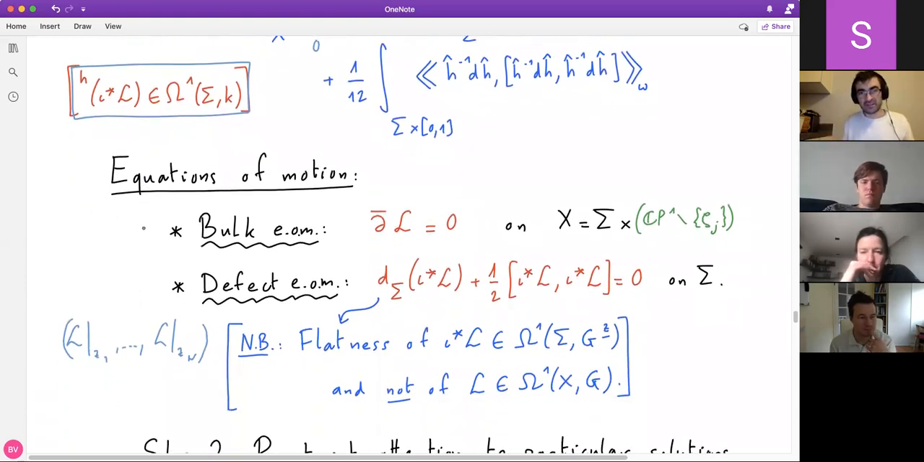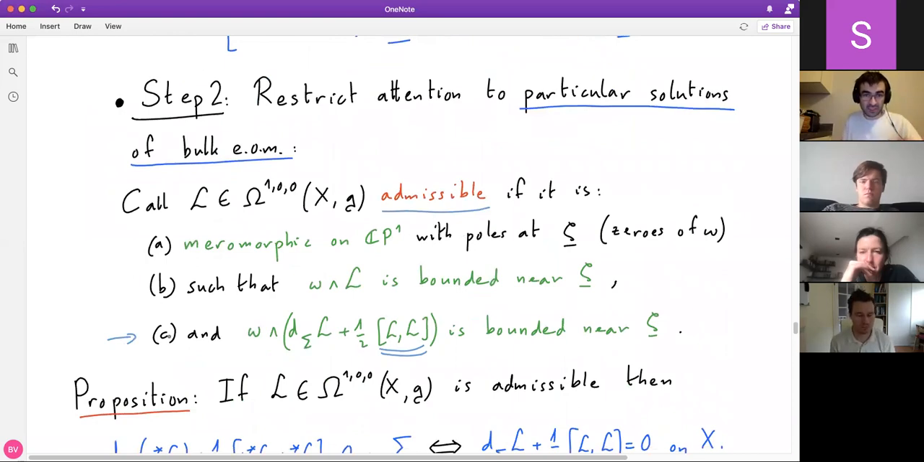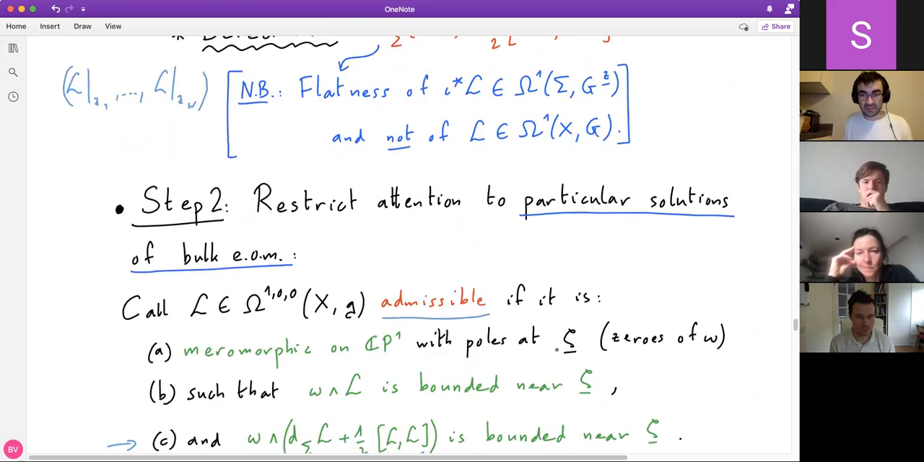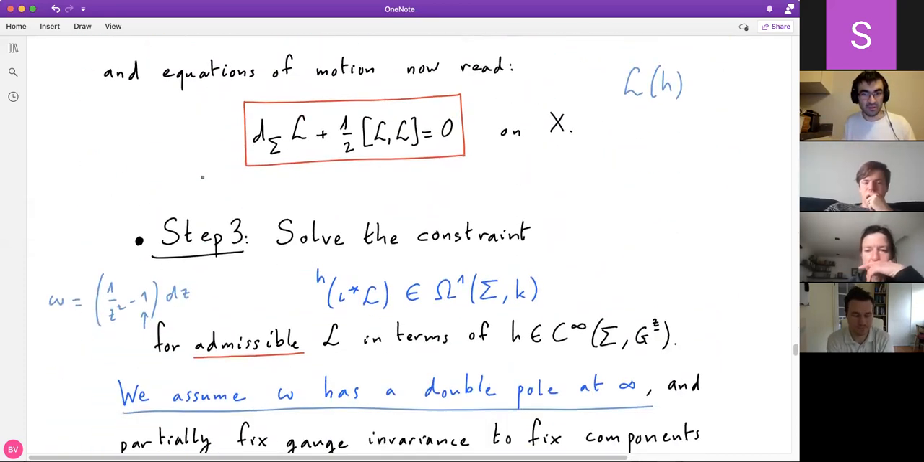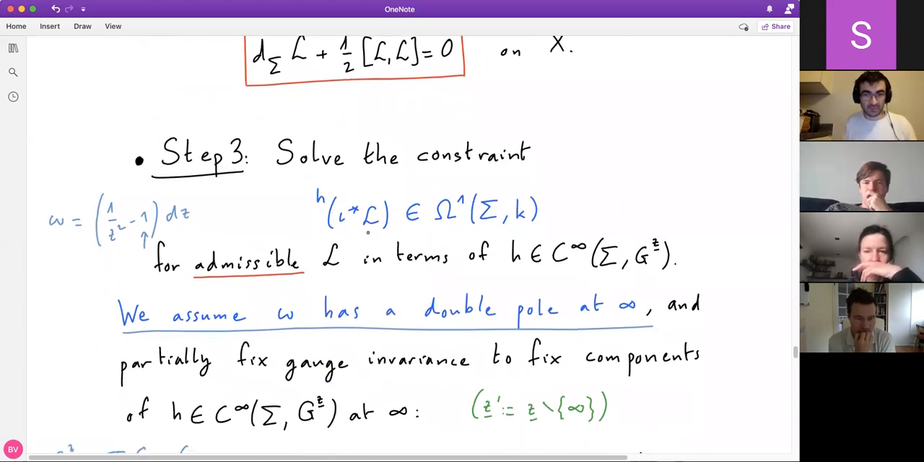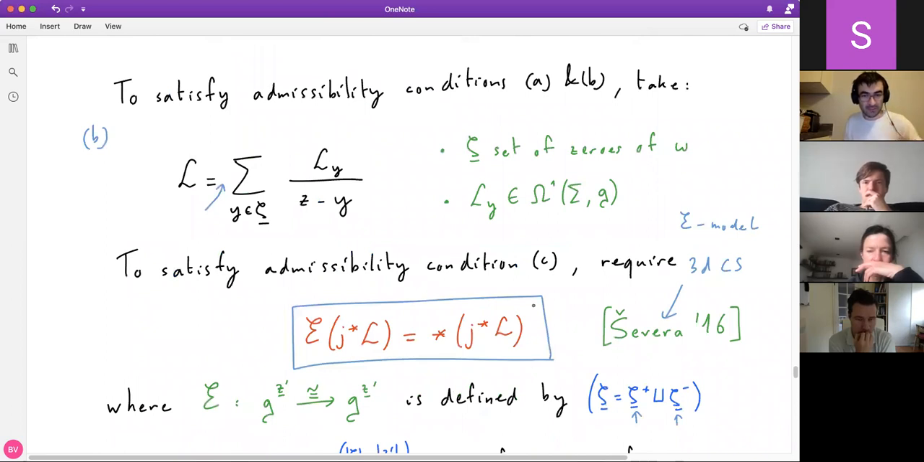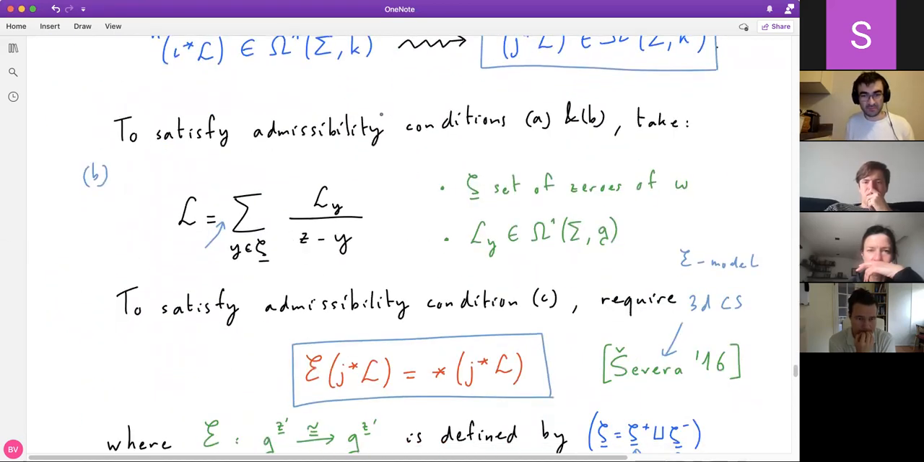Ah, I see, okay. So I'm gradually solving. I've solved the bulk equations of motion by restricting to meromorphic connections. And then I've said that if I restrict to a specific class of solutions, which have these three properties, then I have this extra nice feature that the defect equations of motion become the zero curvature equation for my Lax connection. Now I'm trying to construct explicit solutions which satisfy these three constraints. And the claim is that you can do this by introducing this E operator. So I'm trying to solve this constraint, and the way I do that is I restrict to a certain class of admissible Lax connections which satisfy this condition. And I claim that I can find solutions of this constraint which have this E-model property.